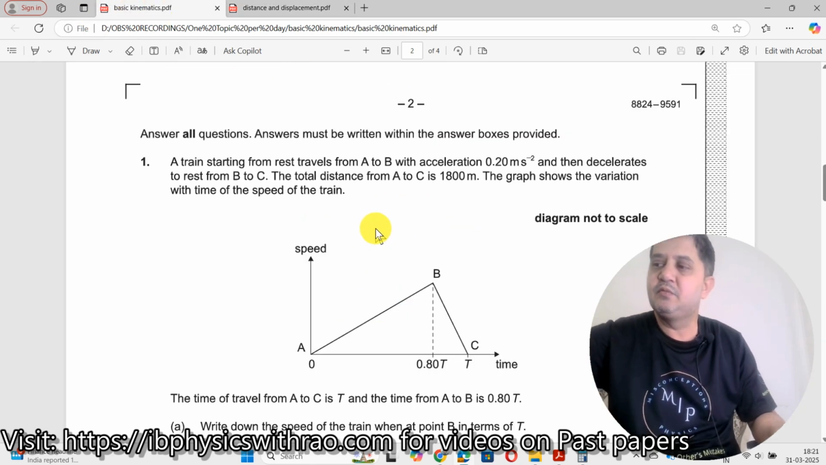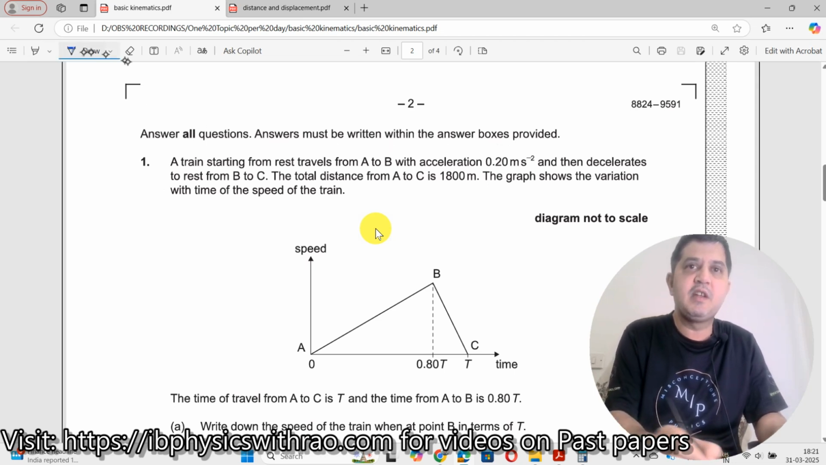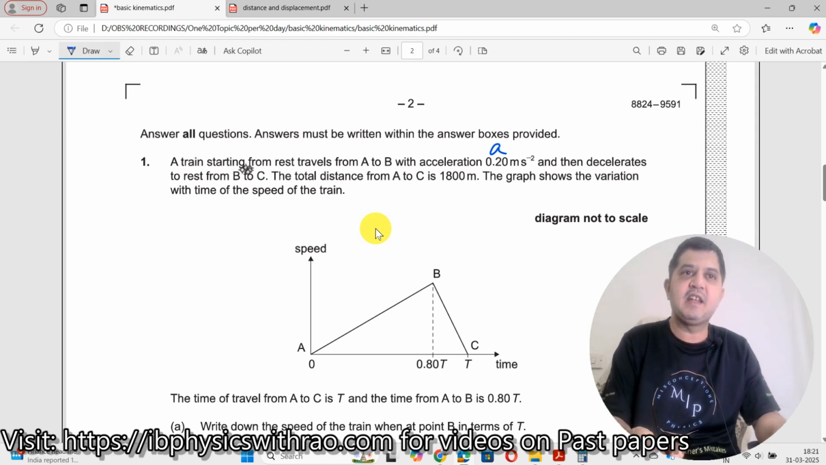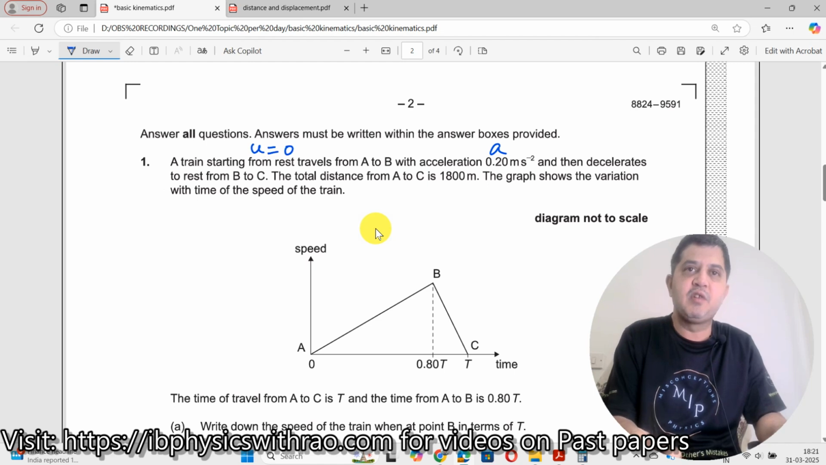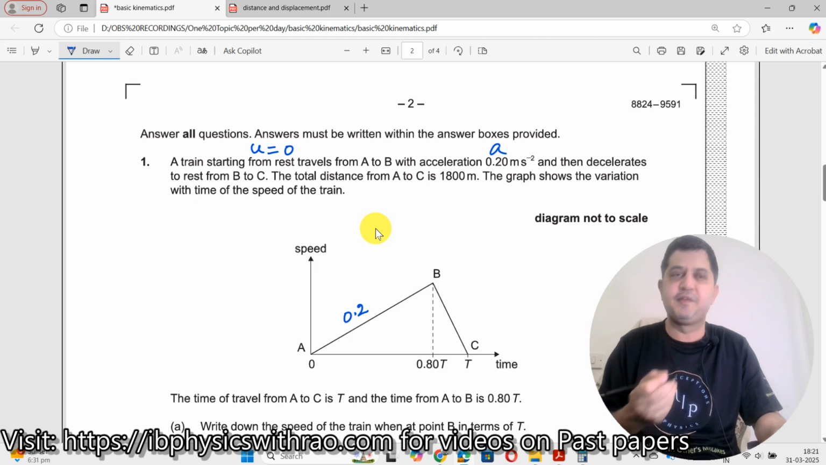A train starting from rest travels from A to B with an acceleration of 0.2 meter per second square. Acceleration is given. I always try to write down what is given here. The train starts from rest, which means u equals 0. Then it decelerates from B to C. This is a speed time graph, so the slope is always acceleration, and I can write 0.2 here. These are some basic practices I always follow, so that it becomes easier to solve the problem.